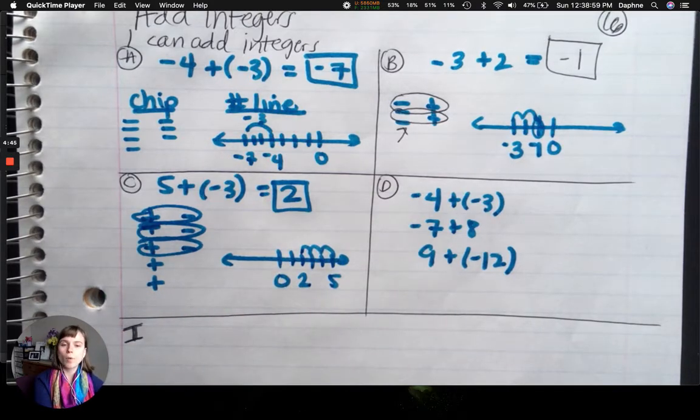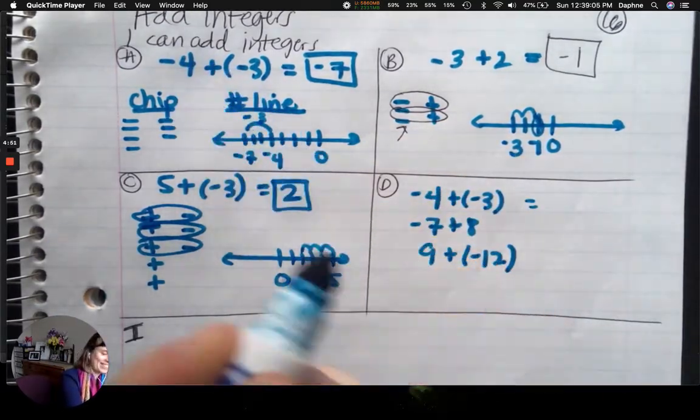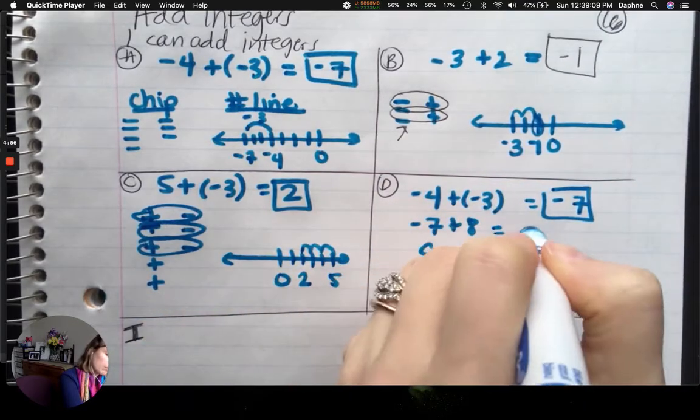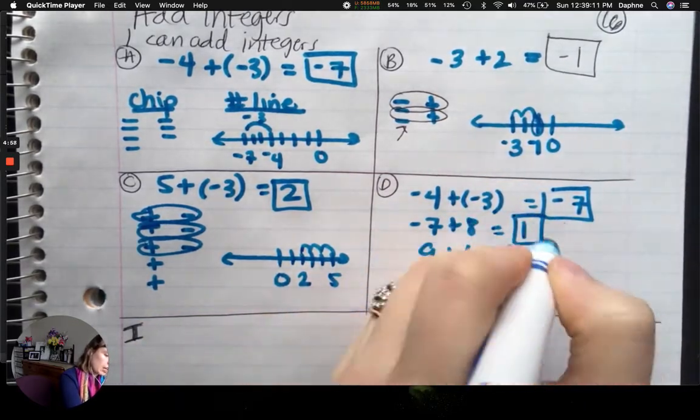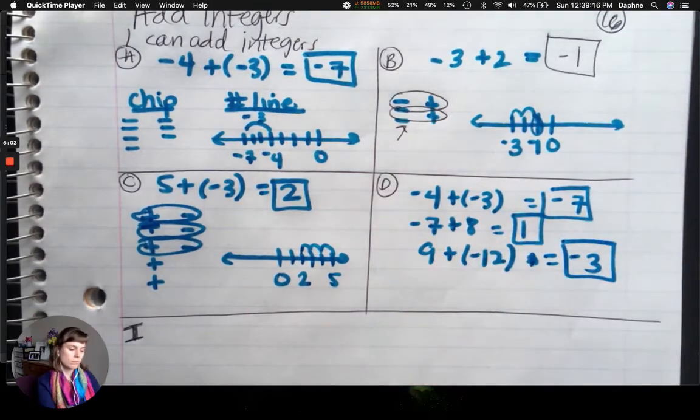Okay, so for part D, you've hopefully paused, you've tried them. -4 plus -3, you already did it. So hopefully you saw that -7. -7 plus 8 would be a +1. 9 plus a -12 would be negative 3. Okay, so you can check your answers there. Those are all small numbers just to get you used to working with them.